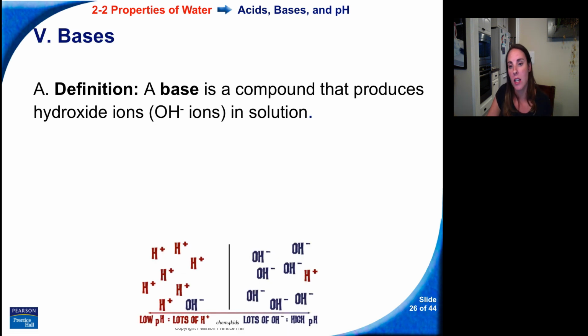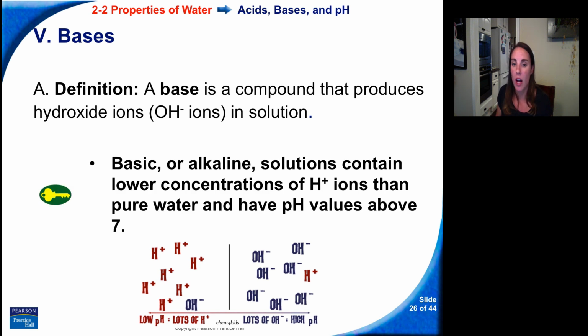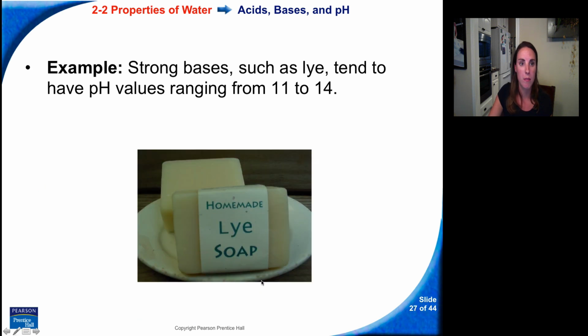A base is a compound that produces hydroxide ions in solution. Basic or alkaline solutions contain lower concentrations of hydrogen ions than pure water and have pH values above 7. So here's lots of hydroxide ions equals high pH equals a base. This would be an example of a basic solution. Strong bases such as lye tend to have pH values ranging from 11 to 14. An example, lye is used to make soap.